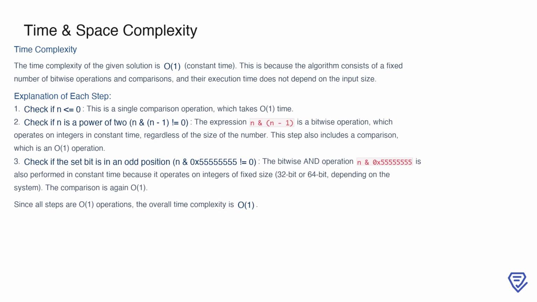Next, we determine if n is a power of 2 by evaluating the condition n & (n-1) equals 0. The bitwise & operation here is efficient, as it directly manipulates the binary representation of the number. This step also includes a simple comparison, which is constant time as well. Finally, we verify if the single set bit is in an odd position by performing n & 0x55555555 not equal to 0. This involves another bitwise & operation and a comparison, both of which are performed in constant time. Since each of these steps is independent of the size of the input and executes in O(1), the overall time complexity of the algorithm is O(1).